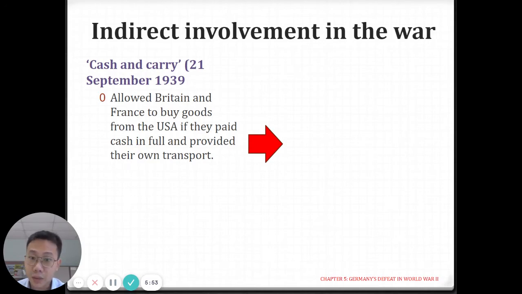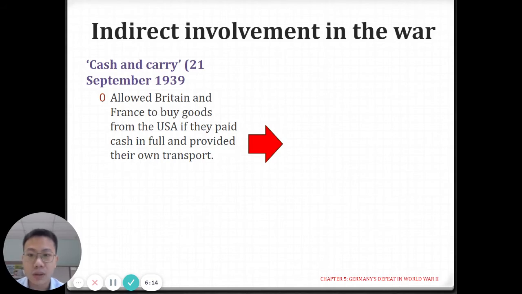Britain and France had declared war on Germany after they invaded Poland on 1st September 1939. Did I say 38 just now? Okay, so this is 21st September 1939, the cash and carry policy. So what does this mean? It allows Britain and France to buy goods from the USA if they paid cash in full and provided their own transports.